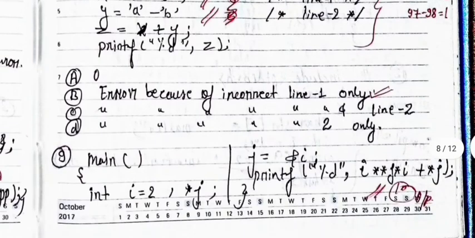Now what is the output of this program? There are 4 options. Option A: 0. Option B: error because of the incorrect line 1. Option C: error because of the incorrect lines 1 and 2. Option D: error because of the incorrect line 2 only. So the right answer is error because of the incorrect line 1. Now come to the next question, question number 9.